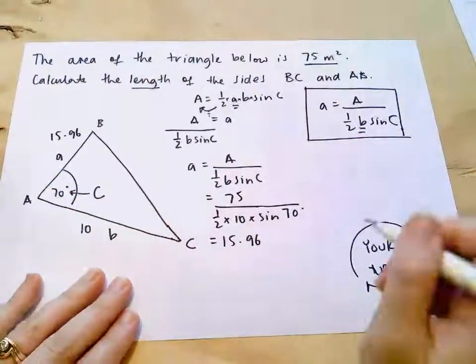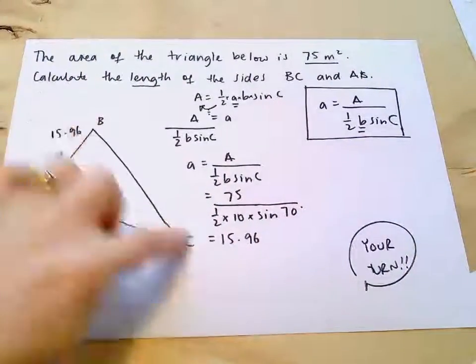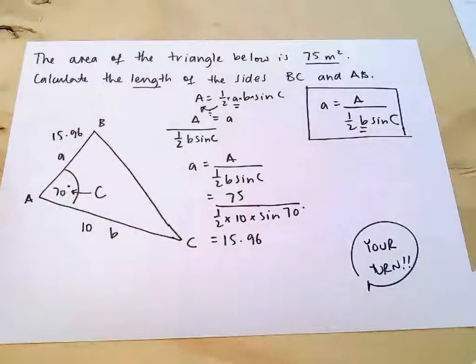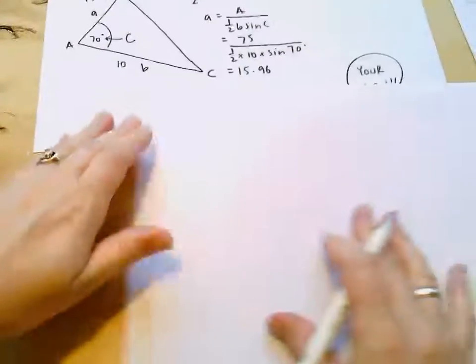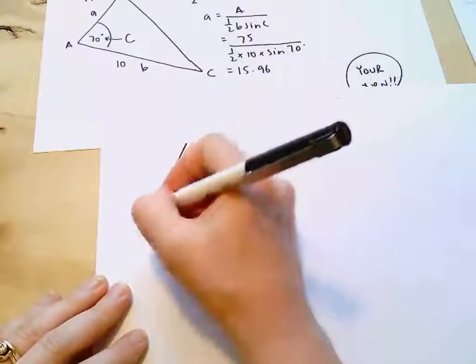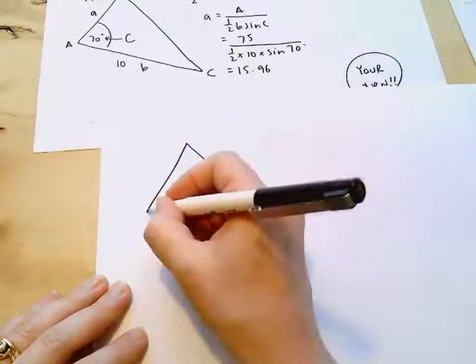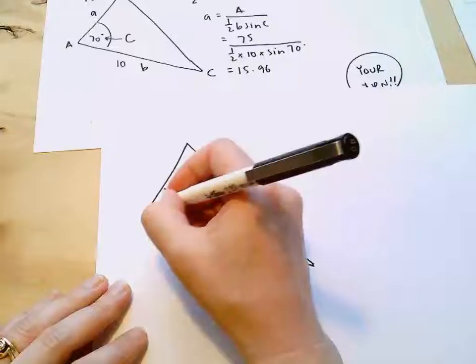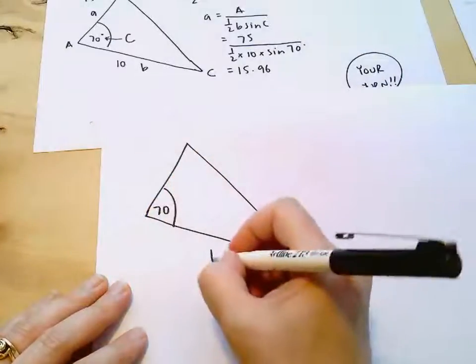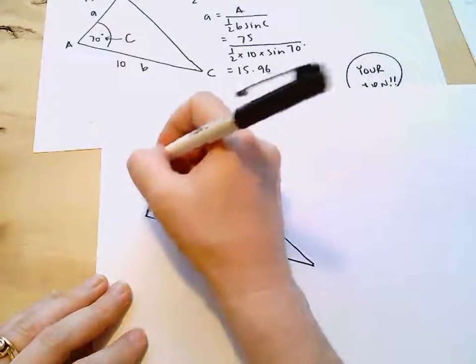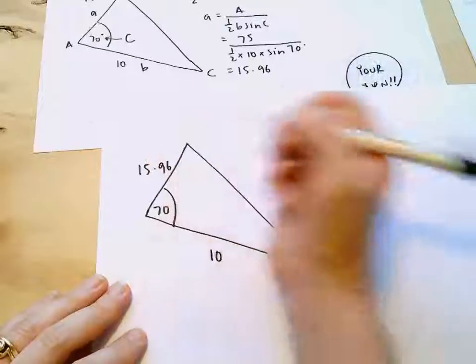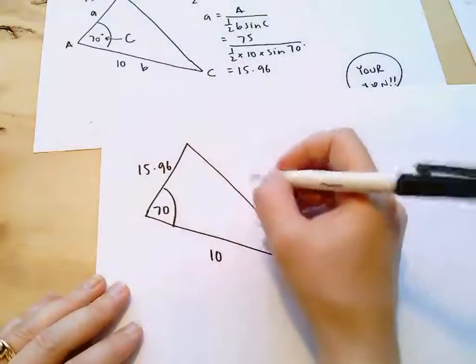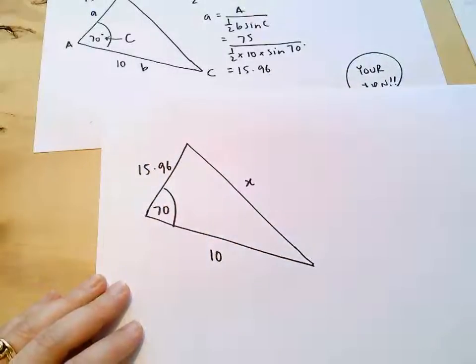So I know that this side here now is 15.96. Now this question's also asked me to calculate this side here. Now there's a few different ways that you can do it, but hopefully, and I'm going to just grab another piece of paper, this is now my triangle. Let me just draw it out for you again. Again, this is one of those situations where you have to be able to see it a step ahead and use a few of your formulas. I know that this is 70, I know that this is 10, I know that this is 15.96, and I'm trying to find this side here.